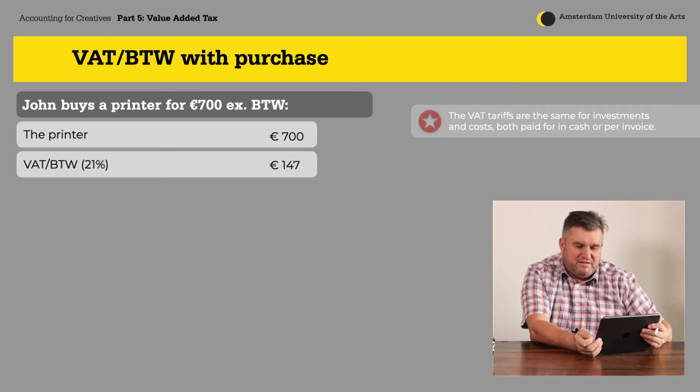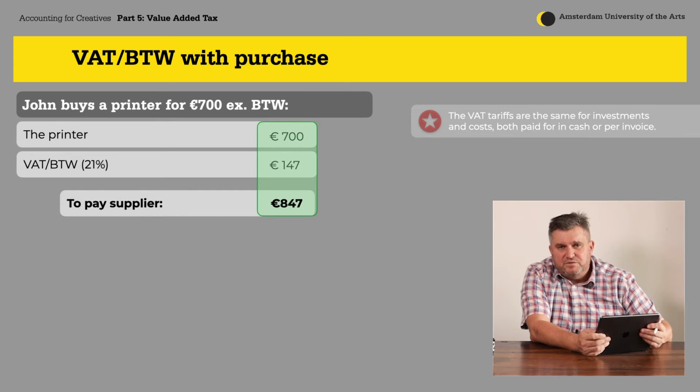This is 21% of the 700. It will be added, so the invoice will look like 847 euros to pay. John will pay this to his supplier, knowing that the 700 is an investment for him, and the 147 is to be paid now, but refunded later from the tax authorities when the quarter is finished.